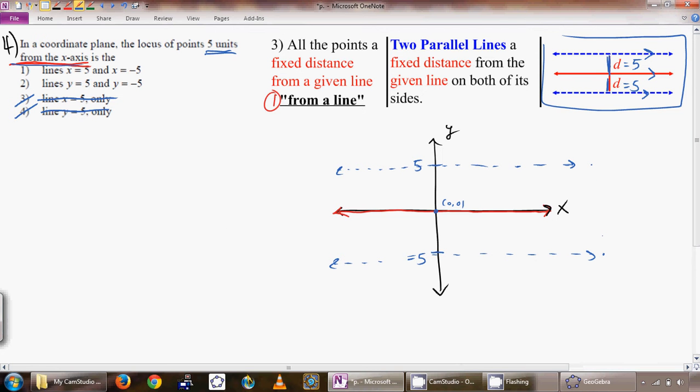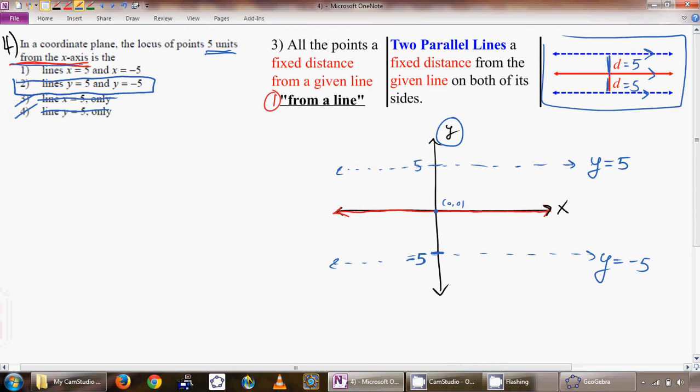So let's think to ourselves: this top blue line, what axis does it pass through? Well, it passes through the y-axis. So this is going to be y equals, and where does it pass through? Well, at 5. So this will be the line, y equals 5. And then same thing down here. This one was passing through the y-axis at -5. So this would be y equals -5. So our answer choice will be number 2. The lines y equals 5 and y equals -5 are the locus for this particular problem.